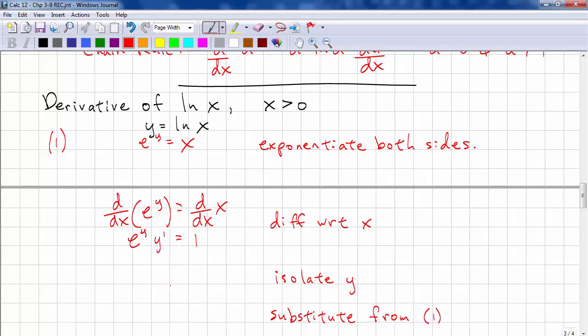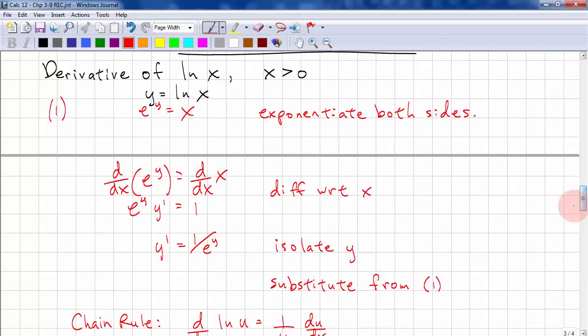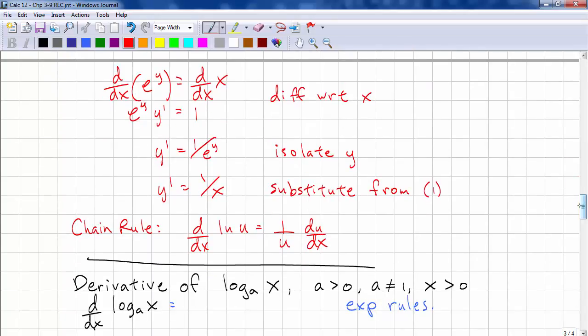Now we isolate y prime. Y prime equals 1 over e to the y. And this last step is where people miss what to do. We know what e to the y is because we have it up here. This is from 1. So that's just x. So y prime equals 1 over x. So the derivative of ln x is 1 over x. That's very simple. Maybe not so simple to prove, but it's simple to use.